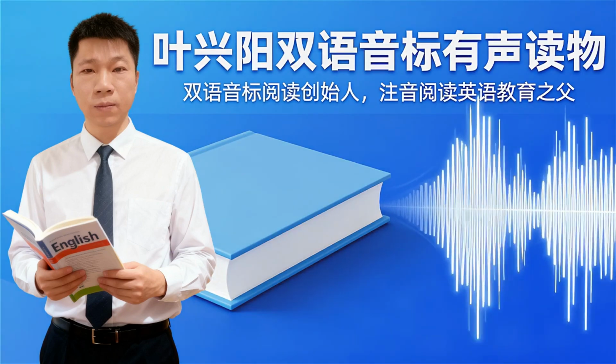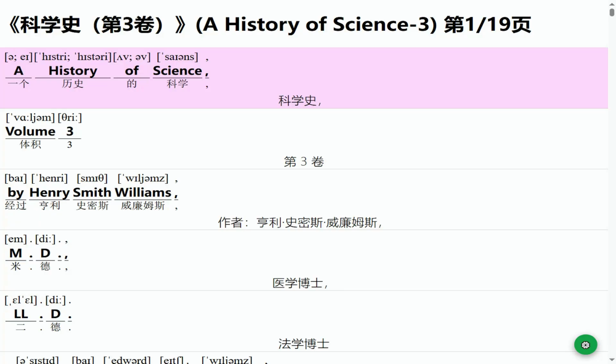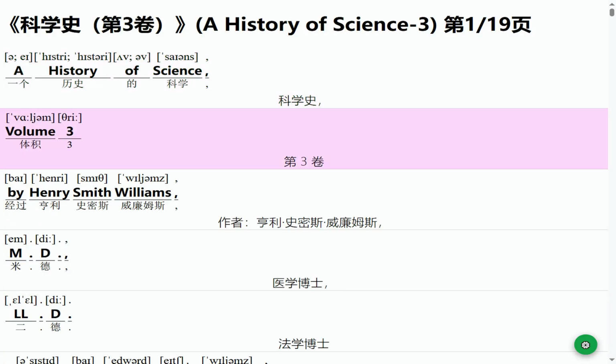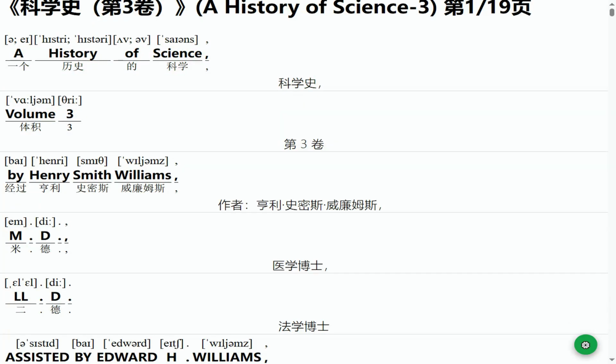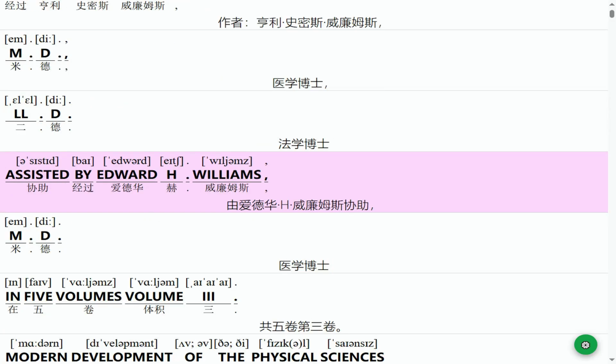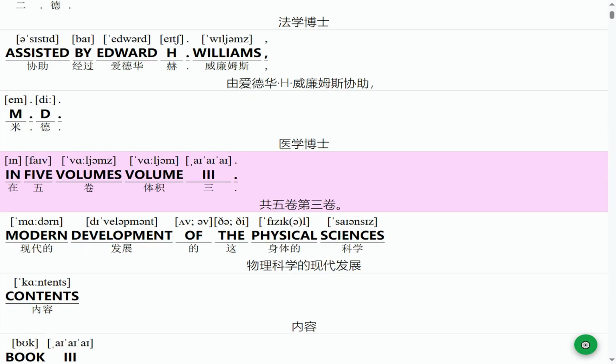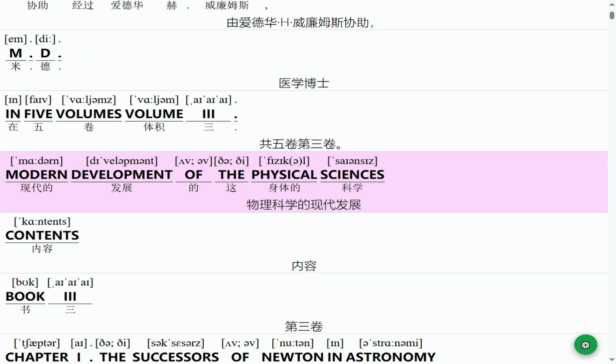双语音标领航，注音阅读启蒙，叶兴阳有声读物。A History of Science, Volume 3, by Henry Smith Williams, LL.D., assisted by Edward H. Williams, M.D., in 5 volumes, Volume 3, Modern Development of the Physical Sciences.